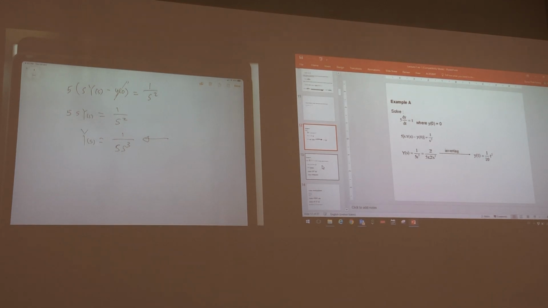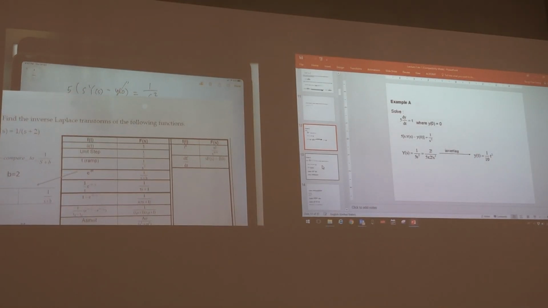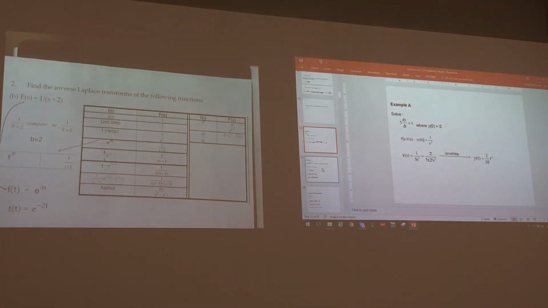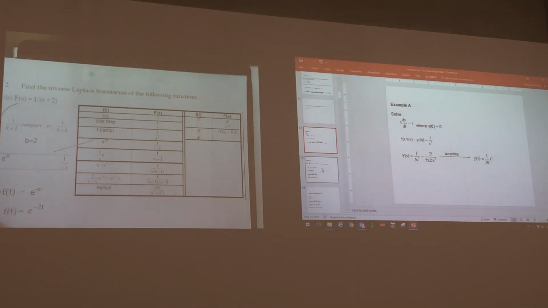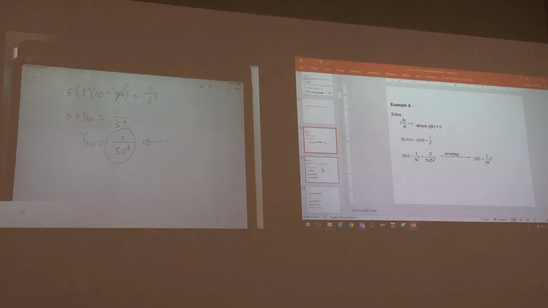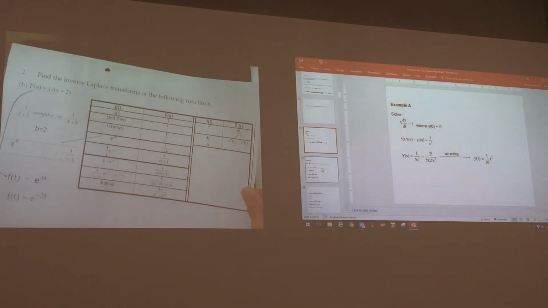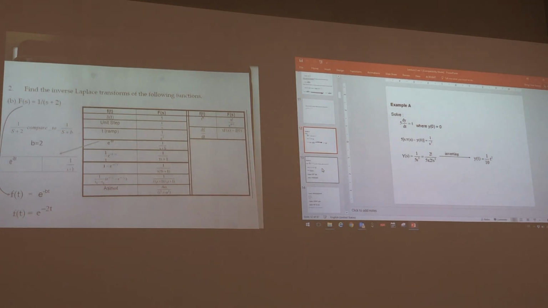Now you need to invert it back. In order for you to invert back, you must find, in the table, the nearest format to 1 over 5s power of 3, right? If you look at your table that you have here, the nearest is which one? The nearest to 1 over s power of 3. 1 over 5, you can take it out. What you have inside is s power of 3. On this table itself, which one is actually nearest to 1 over s power of 3?